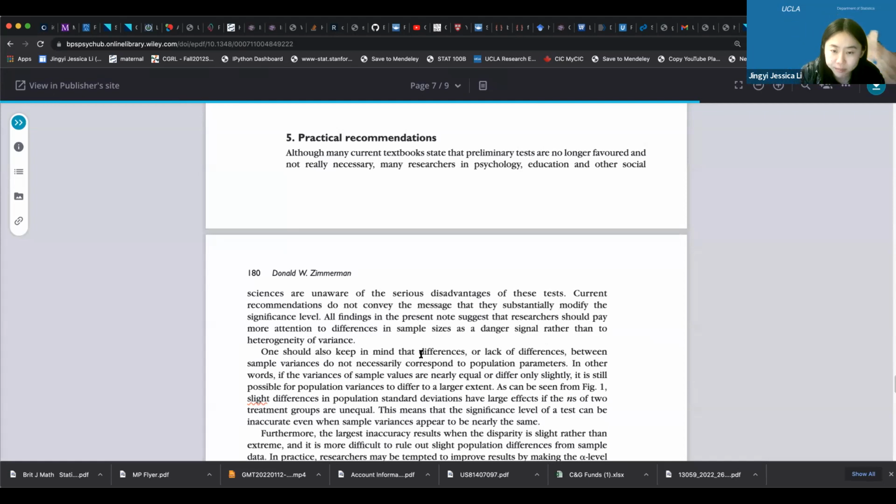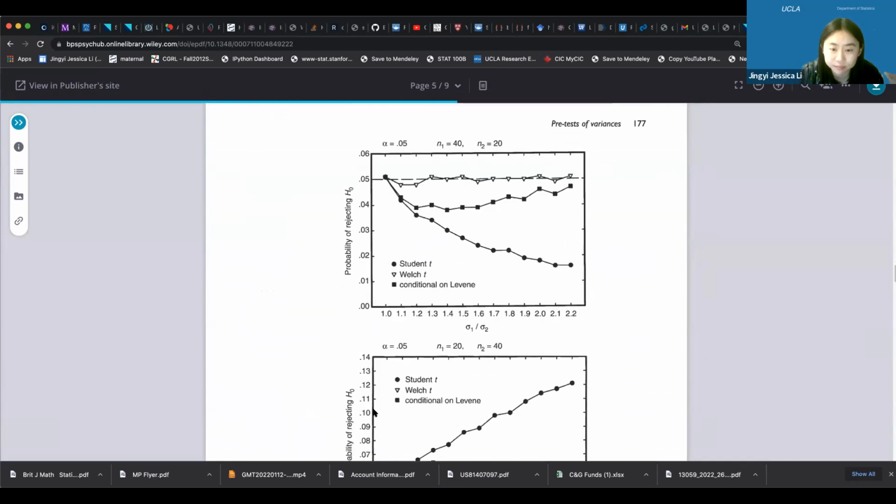And one should also keep in mind that differences or lack of differences between sample variances do not necessarily correspond to population parameters. This is what Tim said. In other words, if the variances of sample values are nearly equal or differ only slightly, it is still possible for population variances to differ to a large extent. As can be seen from figure 1, we'll see that later, slight differences in population standard deviations have large effects if the ends of two treatment groups are unequal. Okay, let's go there, figure 1.